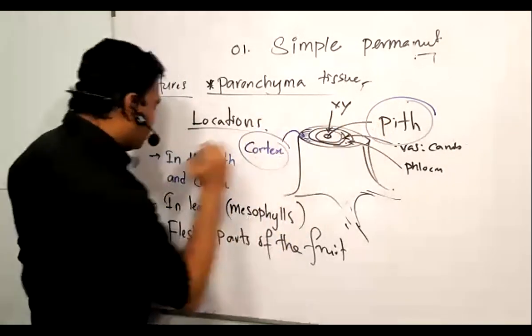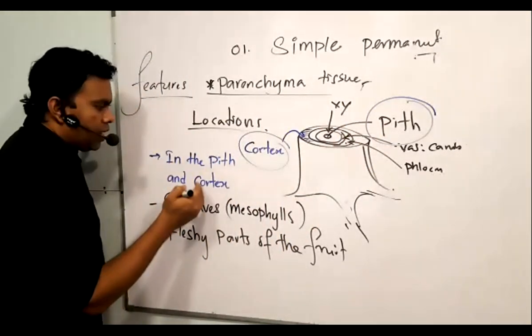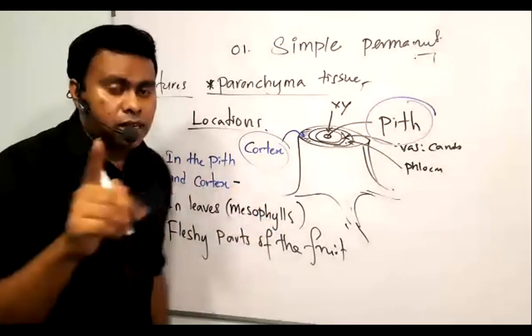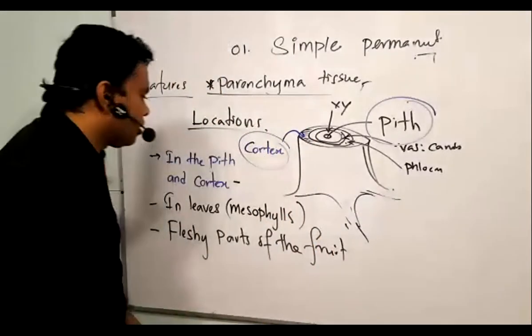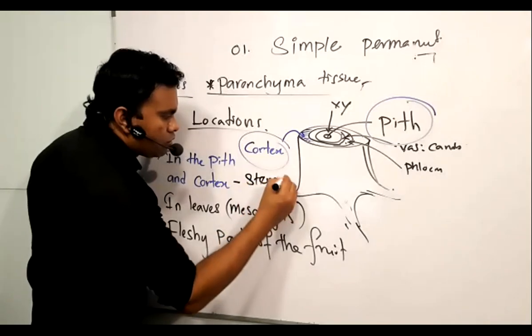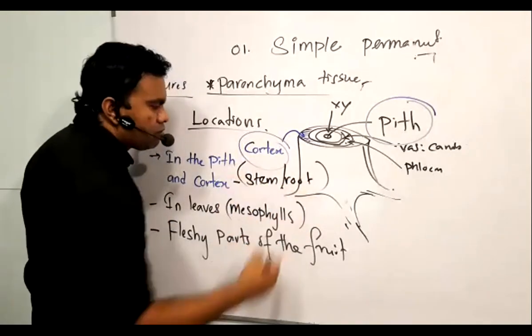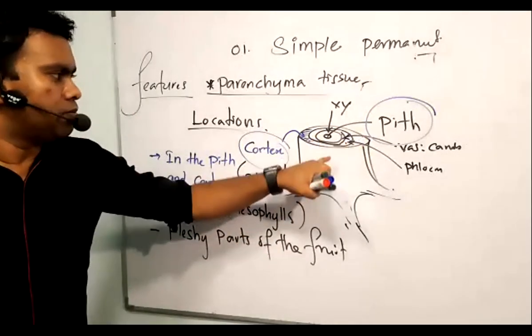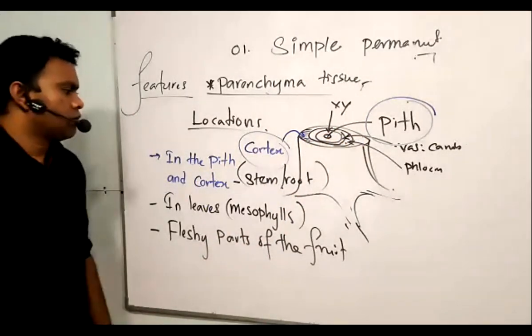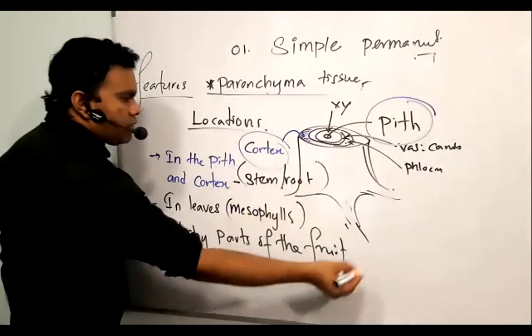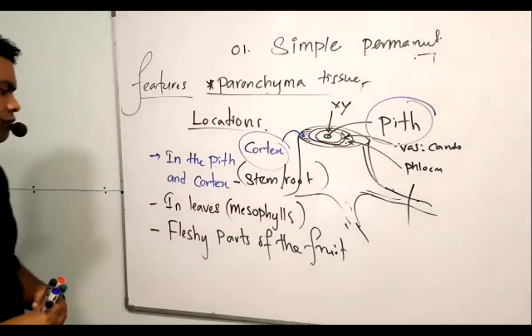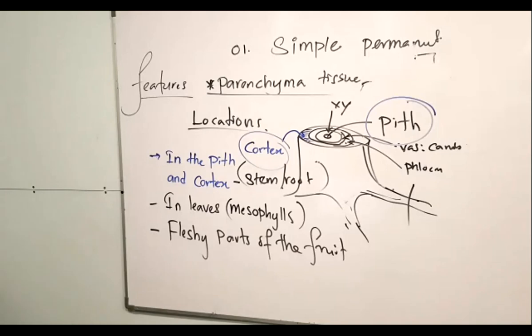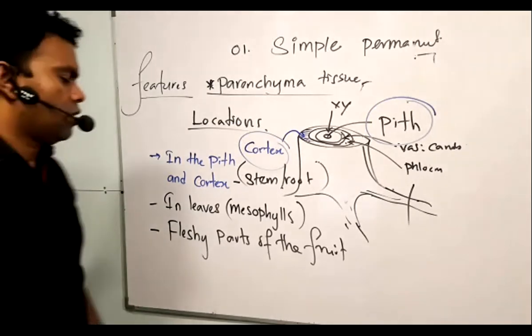Pith and cortex. Students, note that pith and cortex exist in the shoot, in the stem, and also in the root. They exist in both. So this pith and cortex exist in the stem as well as in roots. It exists in roots also.